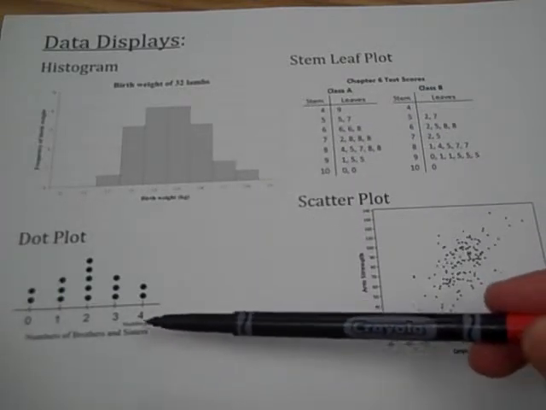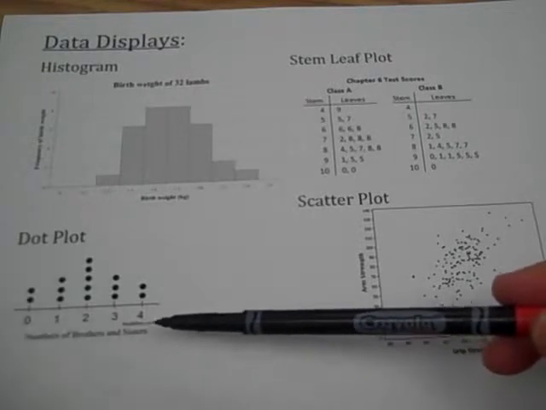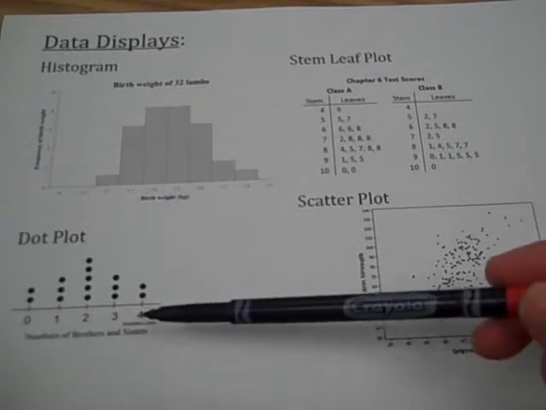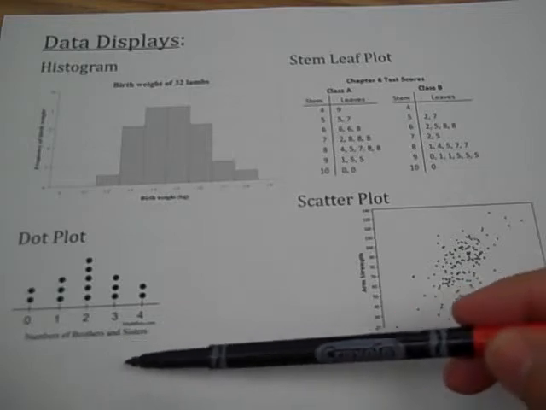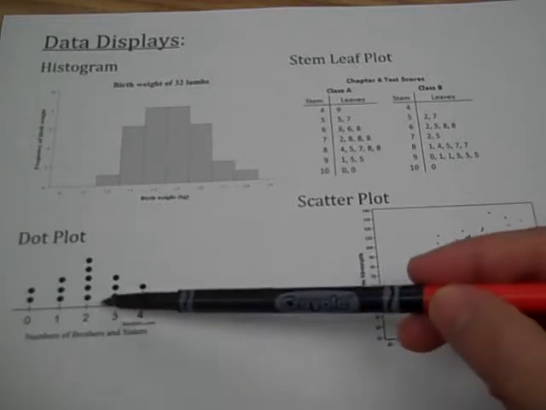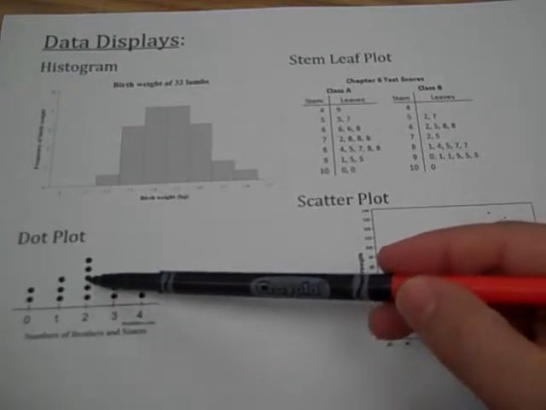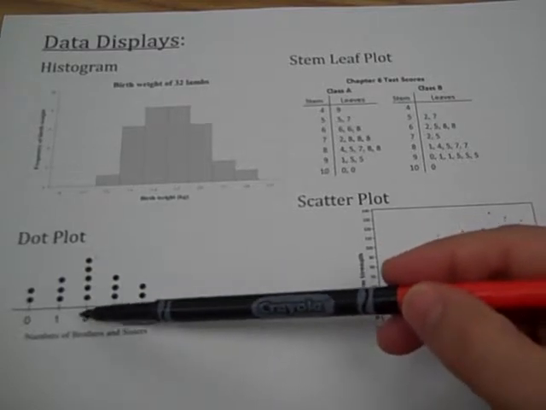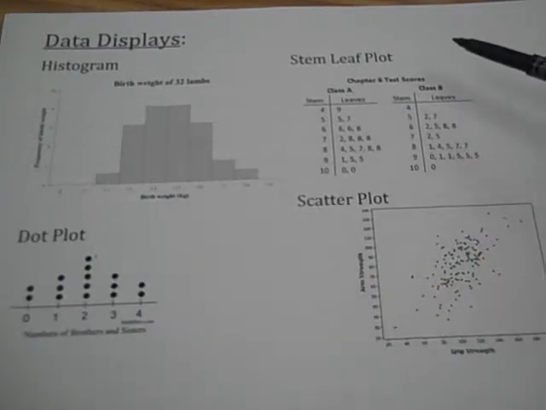Here we have a dot plot. It's again just showing the frequency with which people answered a certain number, so in this case numbers of brothers and sisters. So, for example, 1, 2, 3, 4, 5 people said they had 2 brothers and sisters.